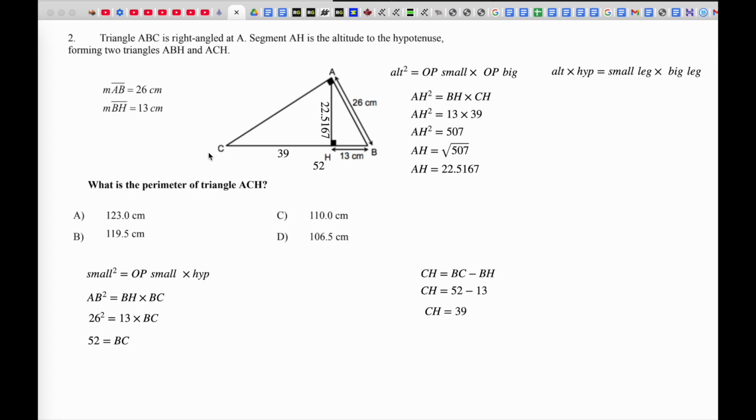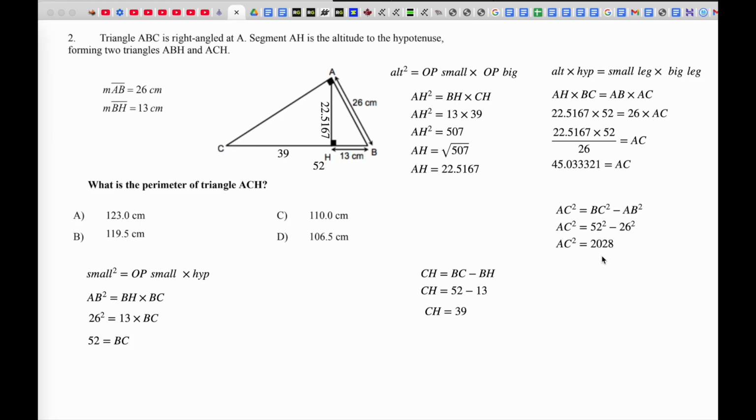That gives us 22.5167. The long leg, the big leg, this is the perpendicular formula. The altitude times the hypotenuse, which are perpendicular, are equal to the multiplication of the other two sides that are also perpendicular, the small leg times the big leg. The altitude AH, we know it's 22.5167. BC is 52. The hypotenuse 52 is equal to AB, which is 26, times AC. And that's what we're going to figure out. If I divide both sides by 26, we end up getting 45.033321 is AC. Of course, we could have used Pythagorean theorem to get AC as well.